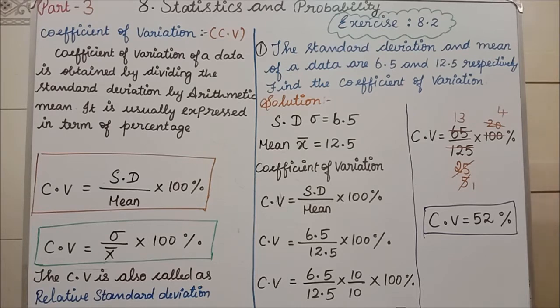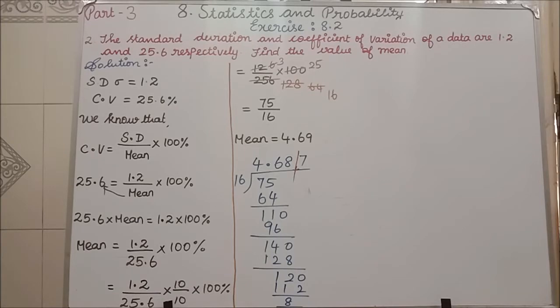Clear all of you? They have given the standard deviation and the mean in the question. We just have to substitute the values in the formula and find the answer. Clear all of you, the first question. Next we will see the second question. Next is 8.2. Next we are going to see the second question.